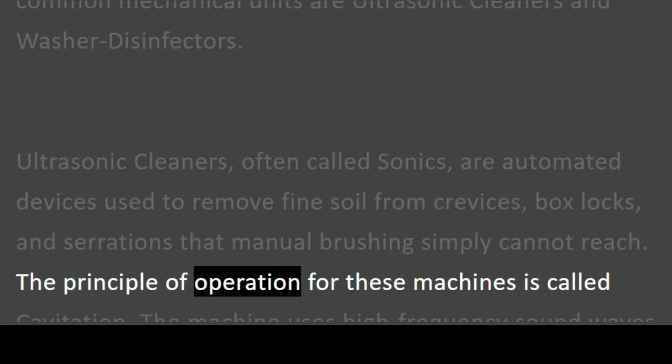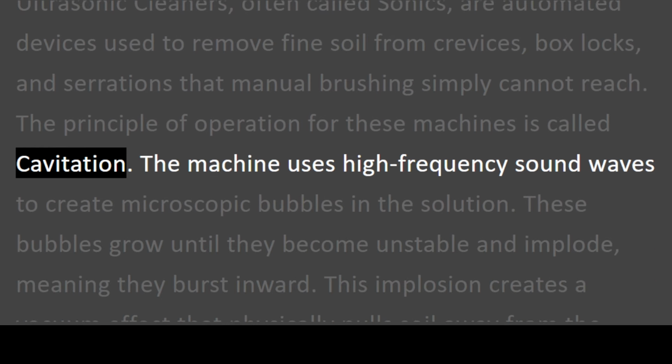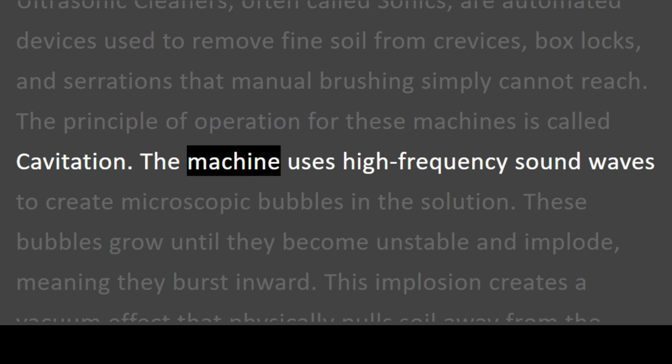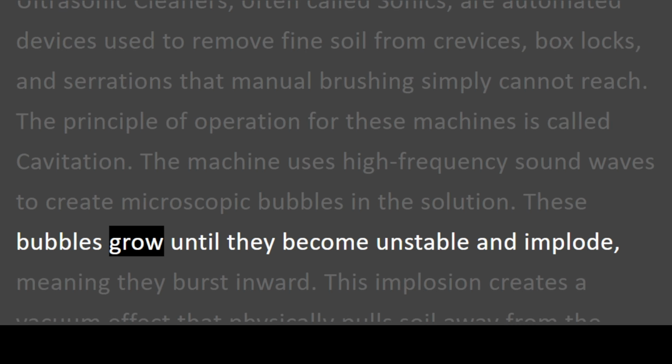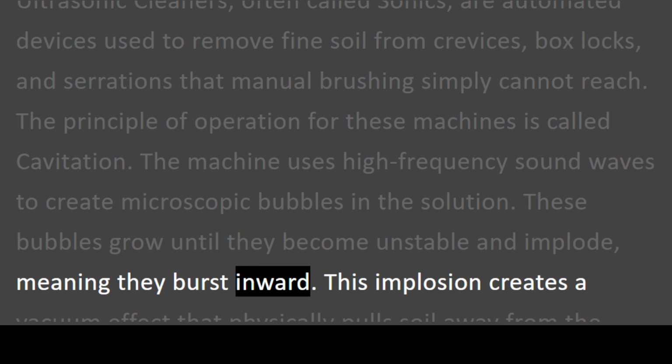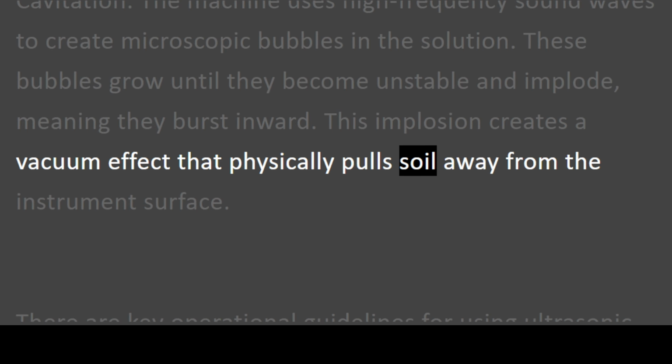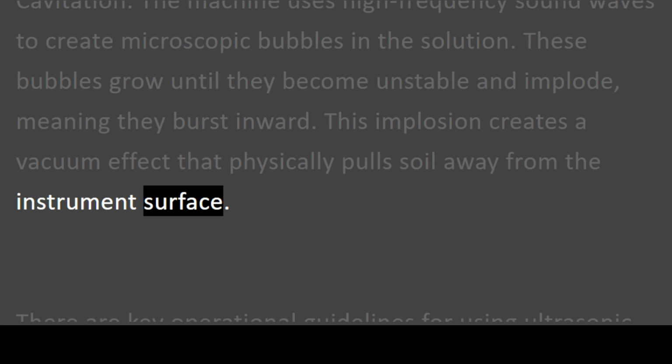The principle of operation for these machines is called cavitation. The machine uses high-frequency sound waves to create microscopic bubbles in the solution. These bubbles grow until they become unstable and implode, meaning they burst inward. This implosion creates a vacuum effect that physically pulls soil away from the instrument surface.